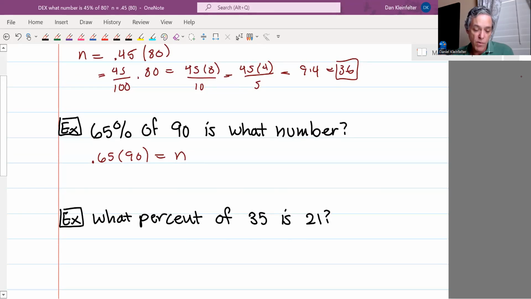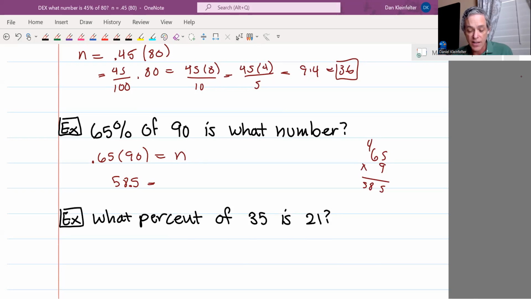All right, so here we have 0.65 times 90. That's 65% of 90. So let me multiply 65 times 9. 9 times 5 is 45. 9 times 6 is 54 plus 4, 58. Okay, so 585, and then let me work out where the decimal point's going to go. So 0.65 times 90, that's a little over half of 90, so let's go with 58.5.